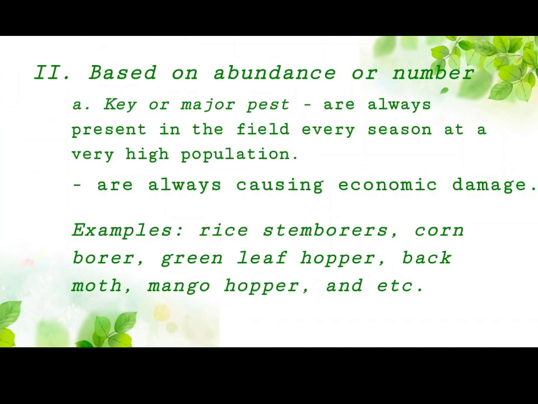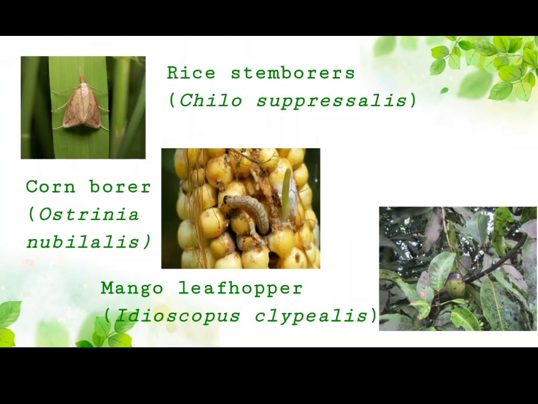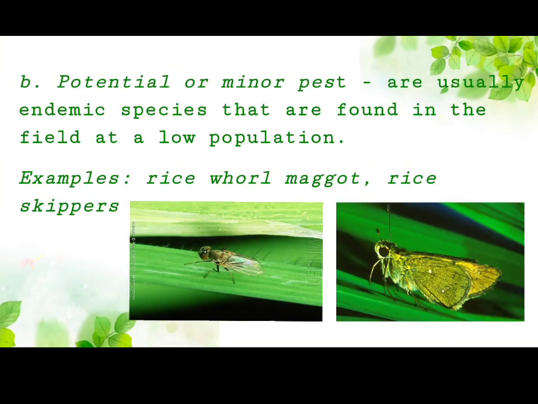Based on abundance or number, we have key or major pest, potential or minor pest, and occasional pest. Key or major pests are mostly exotic pests. They are always present in the field every season at a very high population. They are always causing economic damage. Examples are rice stem borer or Chilo suppressalis, corn borer or Ostrinia nubilalis, and mango hopper or Idioscopus clypealis.